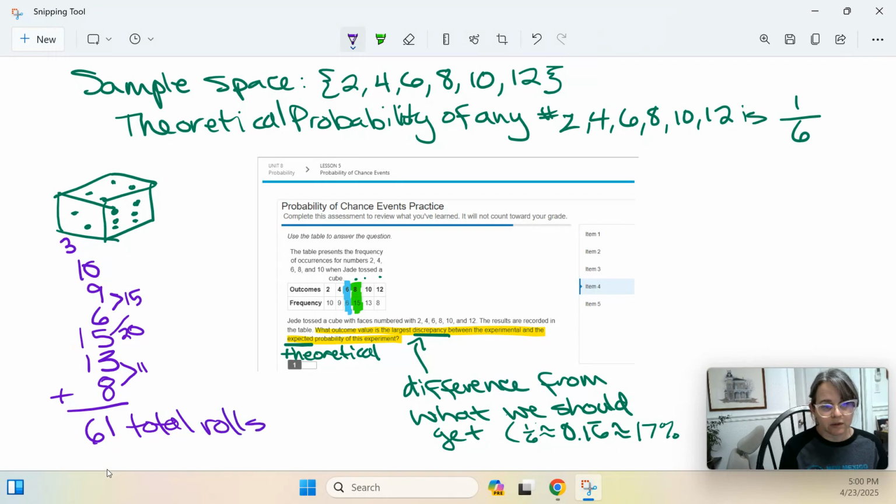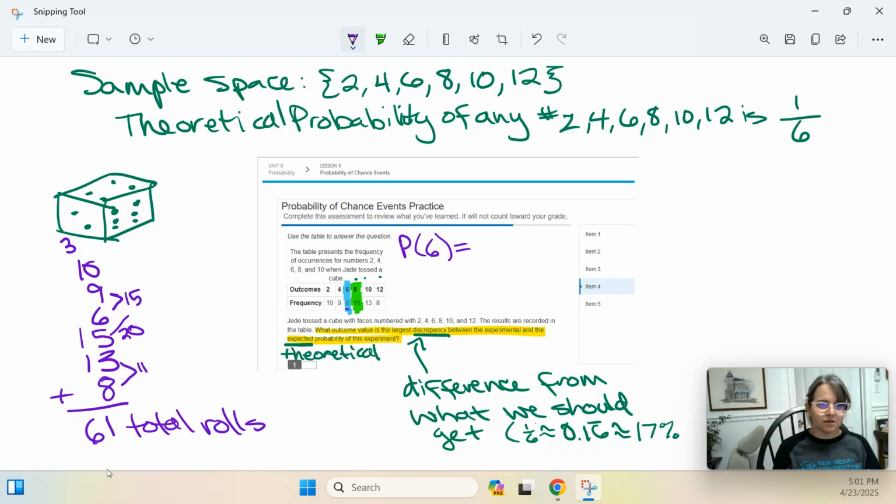rolls. Okay, and I'm just going to add those up in a calculator just to be sure, because this is a really long problem. I don't want to get it wrong because I misadded. 15 plus 13 plus 8. Yay, I did it right. 61. Now what we can do here is find the relative frequencies. Remember, those are the same as the experimental probability.